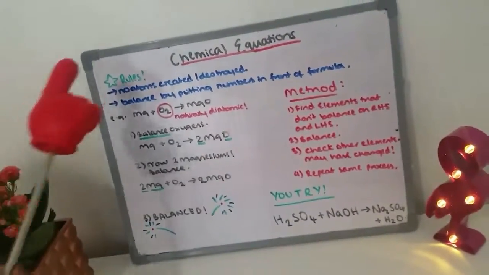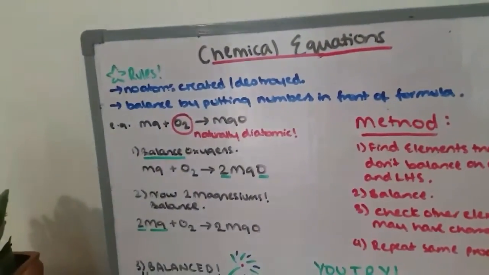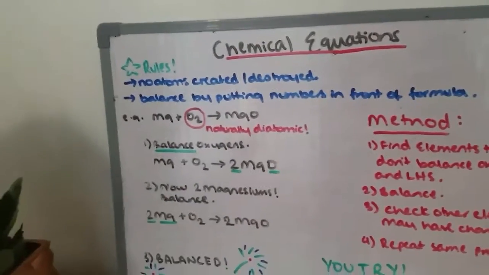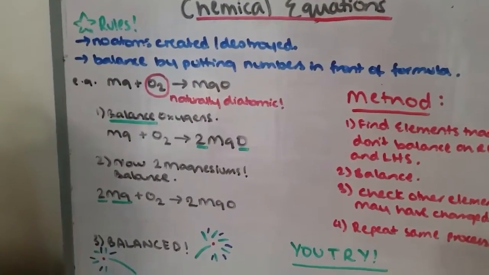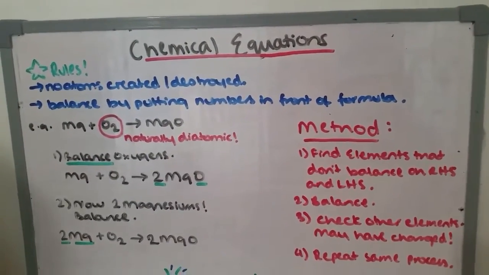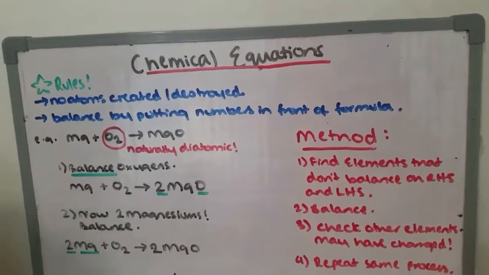So the golden rules. No atoms are created or destroyed. If you have watched my fundamental principles video, then you should have seen this come under the conservation of mass. It's very important because this is what you need to know if you need to explain why chemical equations need to be balanced.